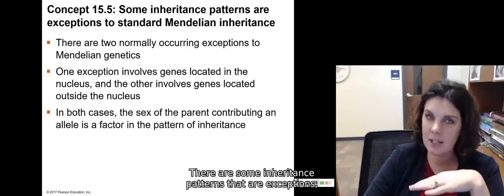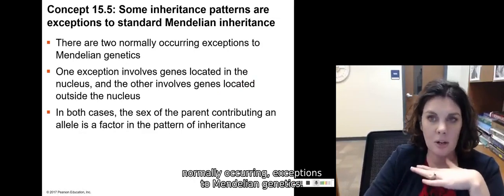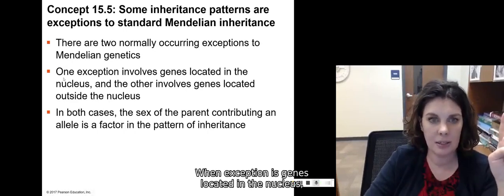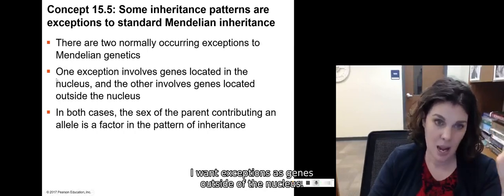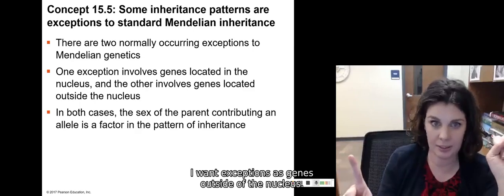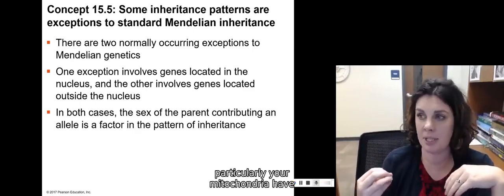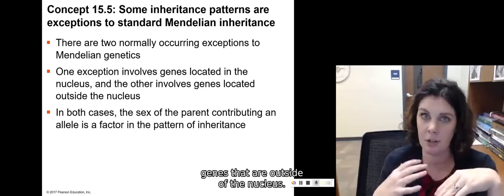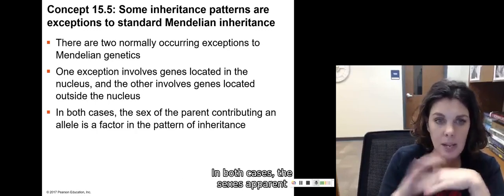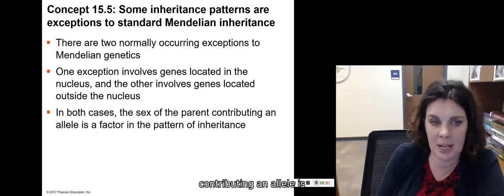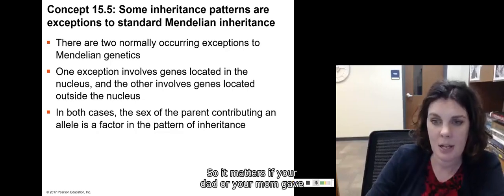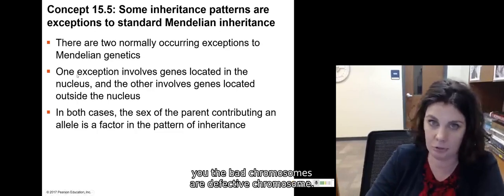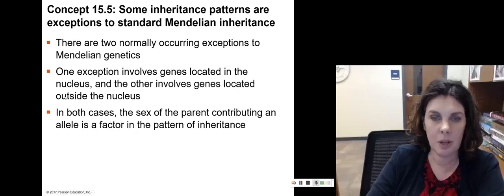Okay, there are some inheritance patterns that are normally occurring exceptions to Mendelian genetics. One exception is genes located in the nucleus, and one exception is genes outside of the nucleus. So you do have some genes, particularly in your mitochondria, that are outside of the nucleus. They just stay in the mitochondria. In both cases, the sex of the parent contributing an allele is a factor in the pattern of disease. So it matters if your dad or your mom gave you the bad, defective chromosome.